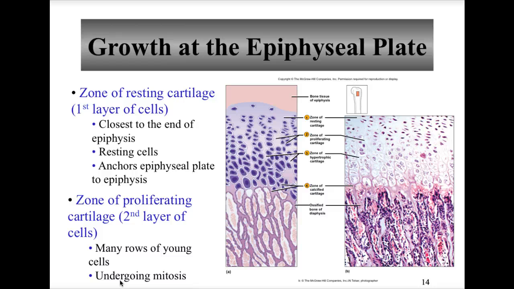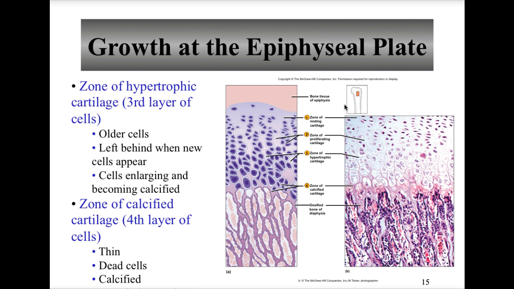The zone of proliferating cartilage is the second layer of cells, and there you have many rows of young cells that are going to undergo mitosis. The third zone is the zone of hypertrophic cartilage. Here you have older cells that are left behind when new cells appear, and the cells are enlarging and becoming calcified, so they're becoming harder.